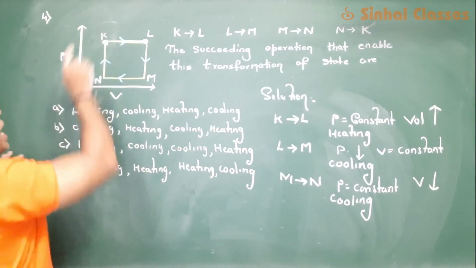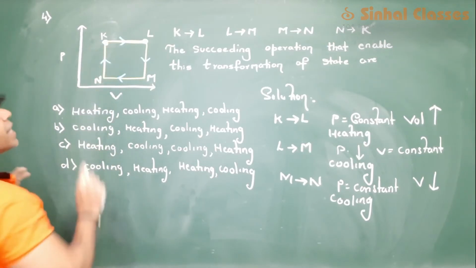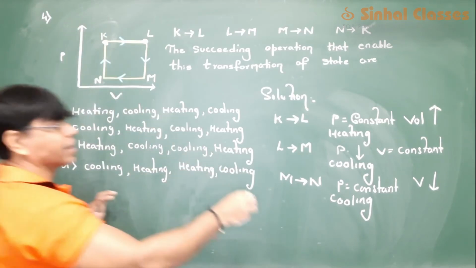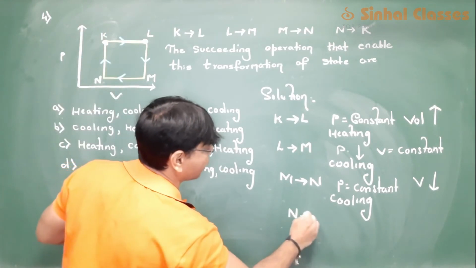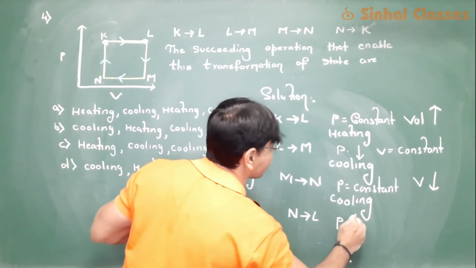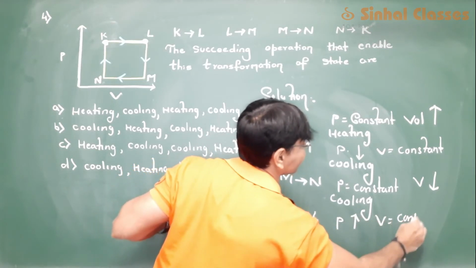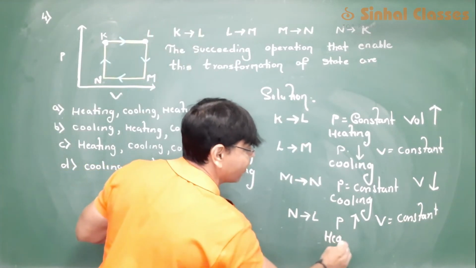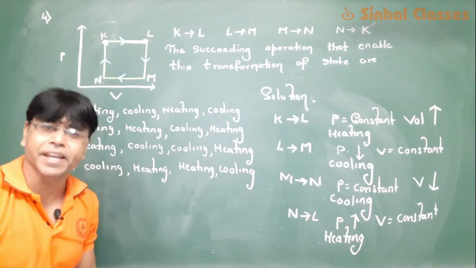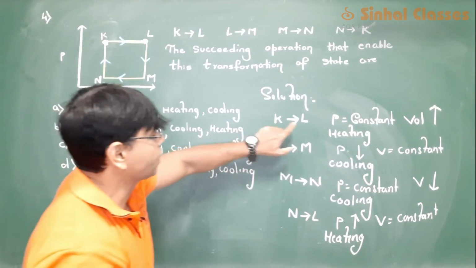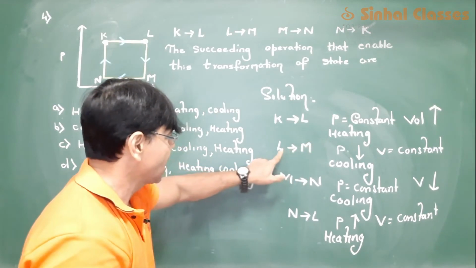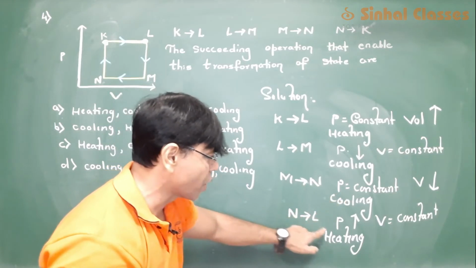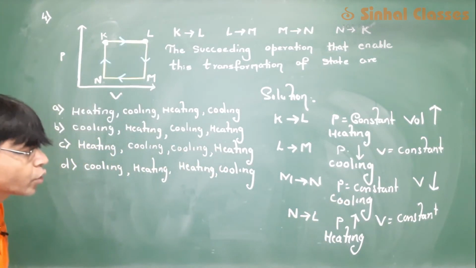Acha, now from N to K, the volume is remaining constant and the pressure is increasing. So from N to K, the pressure is increasing and volume is constant, and that occurs because of heating. So K to L conversion requires heating. L to M requires cooling. From M to N, cooling, and N to K, heating. So it is heating, cooling, cooling and heating.